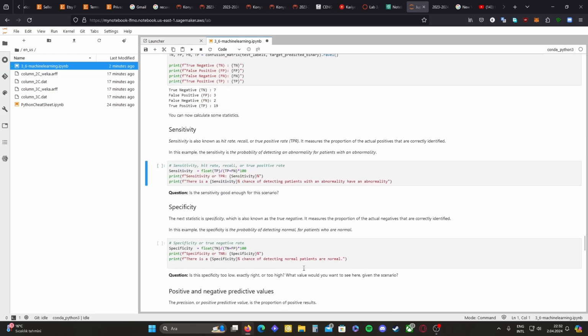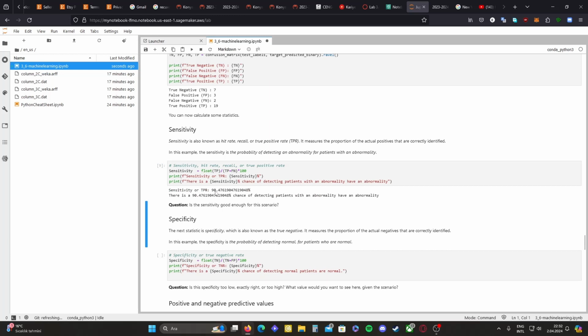Sensitivity is also known as hit rate, recall or true positive rate, TPR. It measures the proportion of the actual positives that are correctly identified. In this example, the sensitivity is the probability of detecting an abnormality for patients with an abnormality.